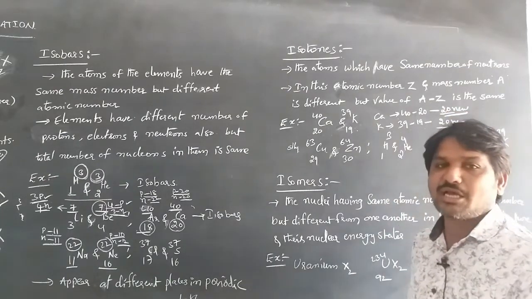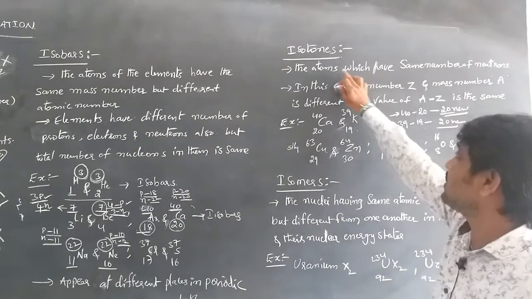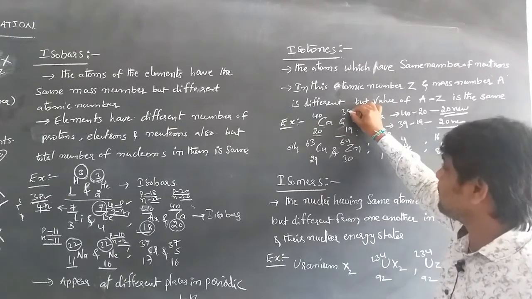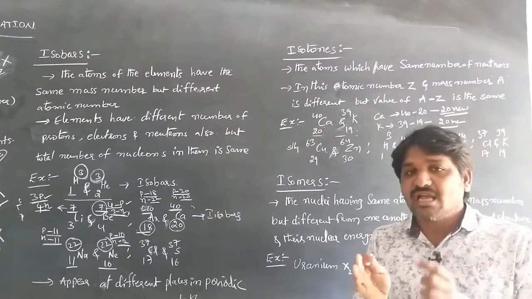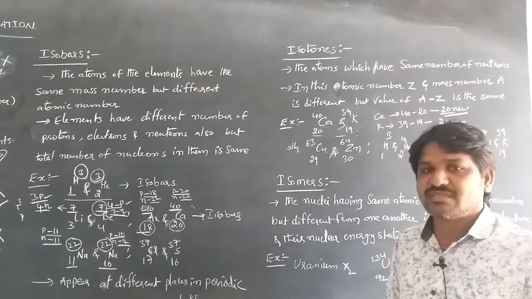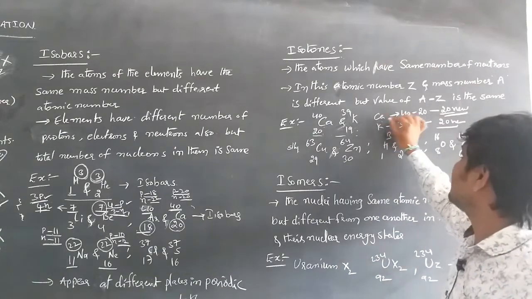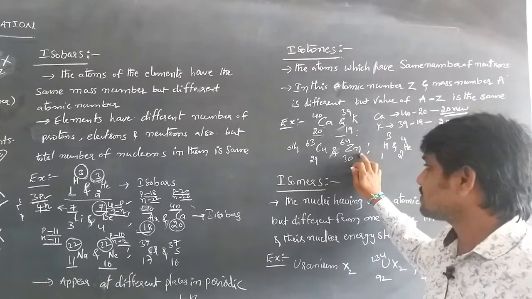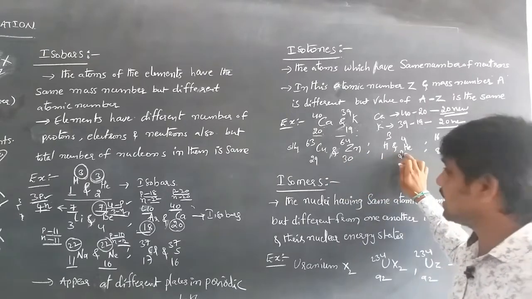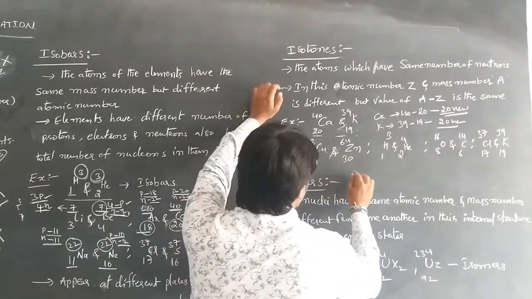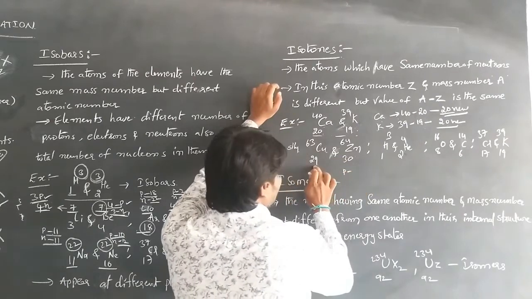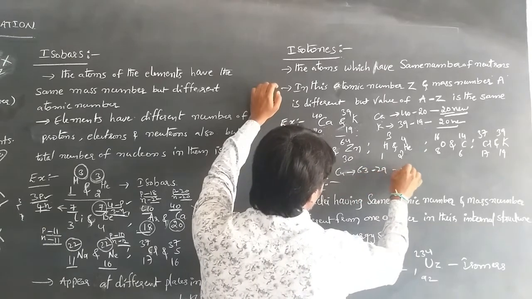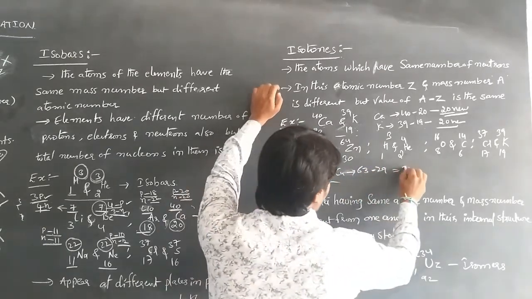Here there are two different elements, calcium and potassium. Their atomic numbers and atomic mass numbers are different, but both have the same number of neutrons: calcium has 20 neutrons and potassium also has 20 neutrons. In the case of copper and zinc, the number of protons in copper is 29, so 63 minus 29 is 34.